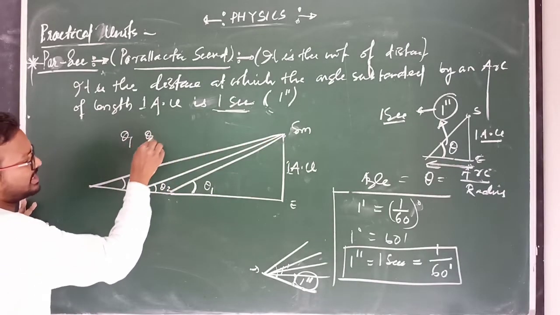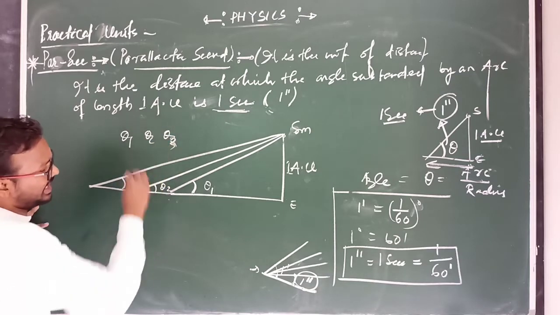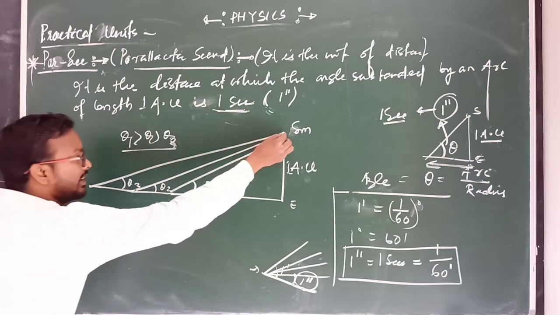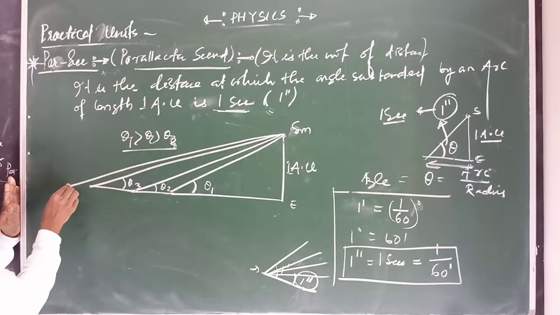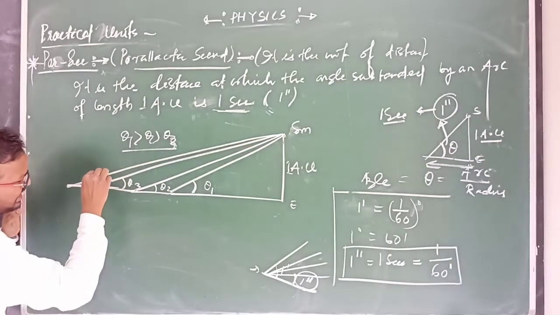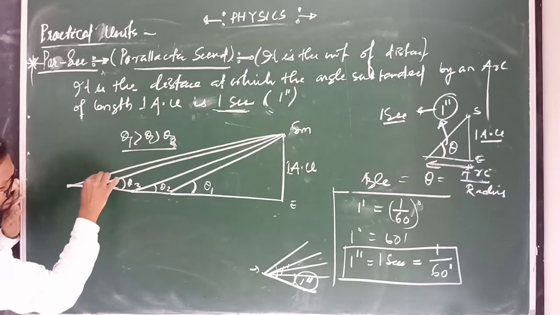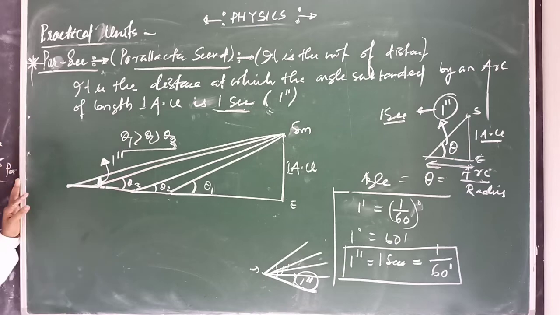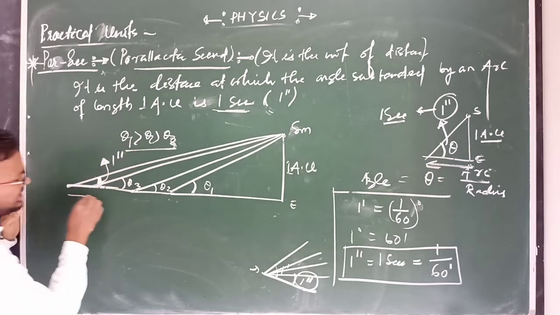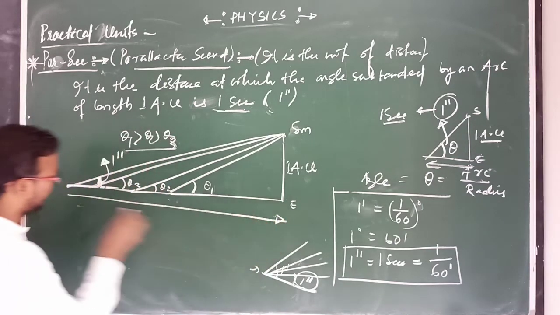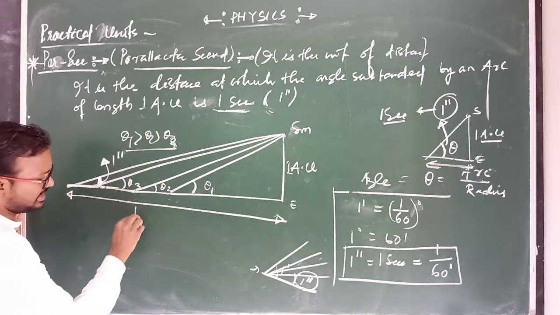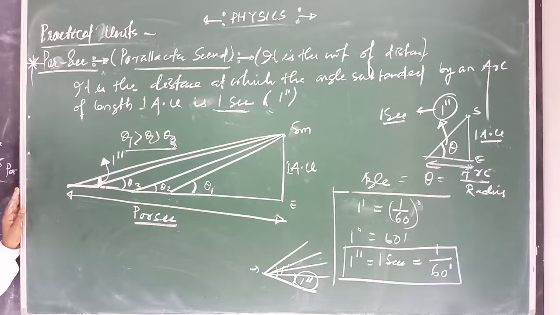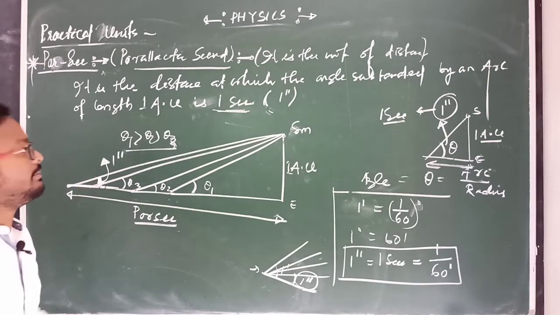Now here theta 1, theta 2, theta 3. Which angle is greater? Now in this case, clear? So at that time, if you want to decrease the length at a particular length, suppose this is the particular angle, and if this angle is equal to 1 second, at that time this distance is known as parallactic second or parsec. Clear? So what is the meaning of parallactic second?